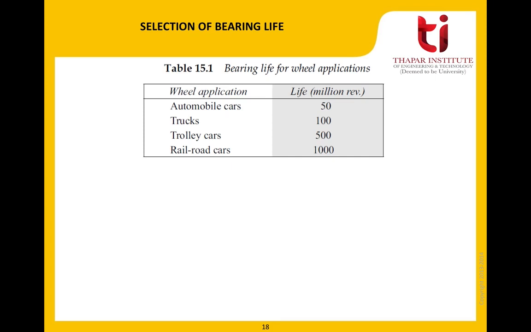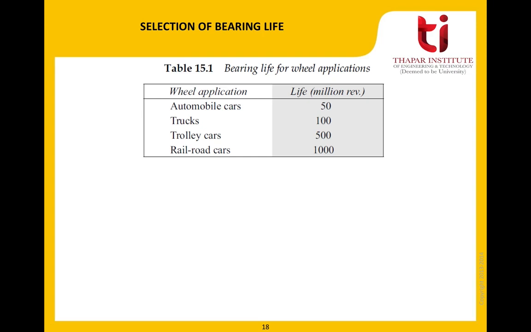So we have completed the numerical. Now, let's talk about the selection of bearing life. While selecting the proper size of a bearing, it is necessary to specify the expected life of the bearing for the given application. The information regarding the life expectancy is generally vague, and values based on past experience are used. For example, the recommended bearing life for wheel applications is given in table 15.1.